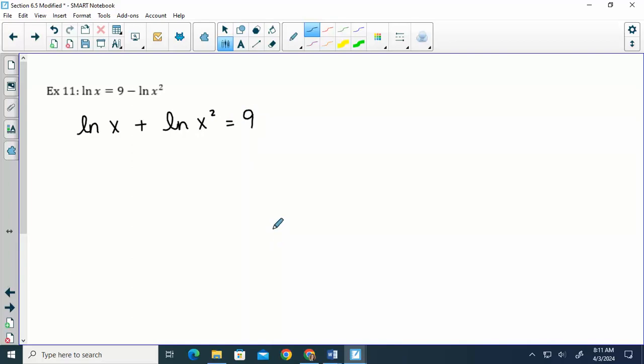Alright, once I add it over, can I drop the log yet? No. So what's the next step? Condense it. If you have logs added, how do you combine those? Multiply. So that would become the natural log of x to the third.